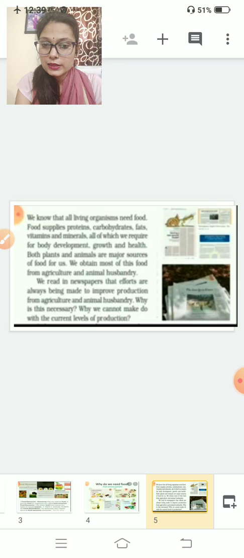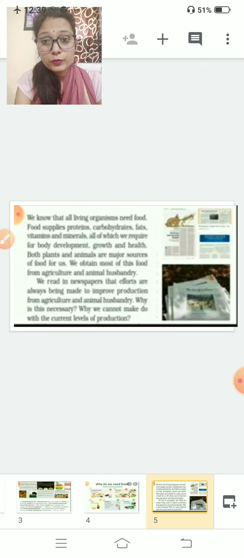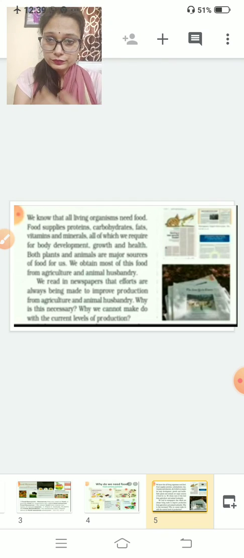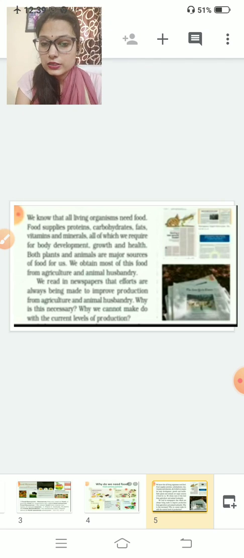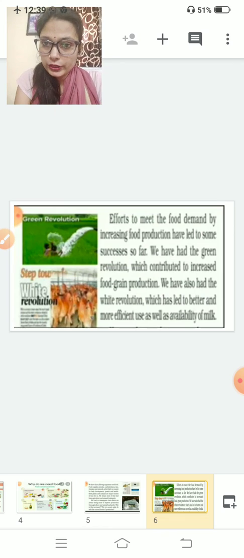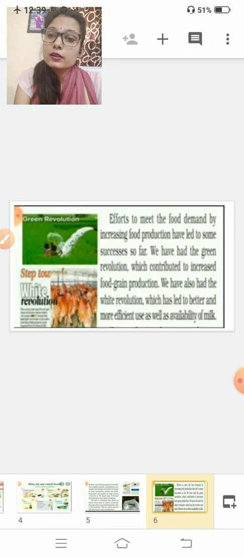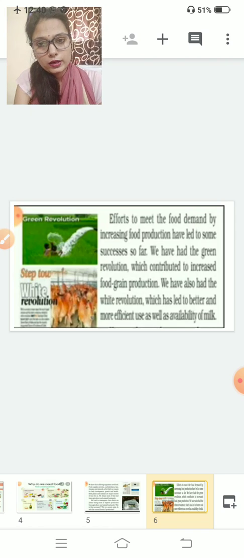We read in the newspaper that efforts are always being made to improve production from agriculture and animal husbandry. That means we have taken lots of steps to improve the quality and the quantity of food from both plants as well as animals. Why is this necessary? Why can we not manage with the current level of production? Because day by day our population is increasing. Clear? So what types of effort are we putting in? We have heard that lots of revolutions are going on. One is the green revolution and one is the white revolution.